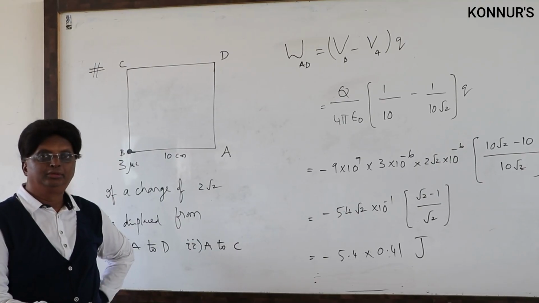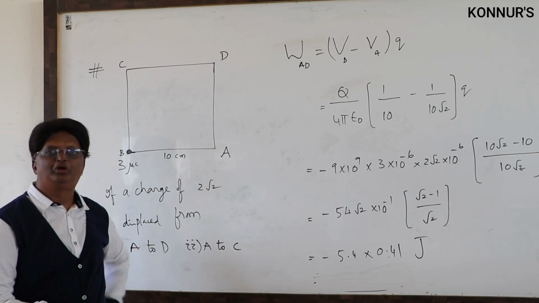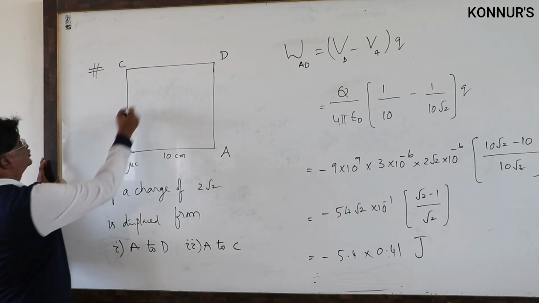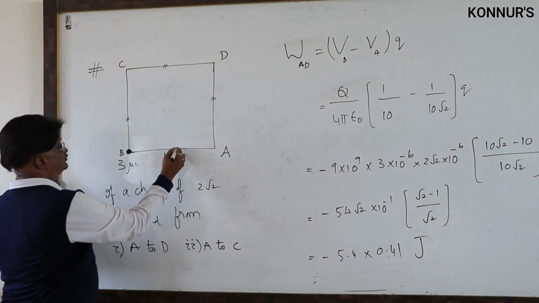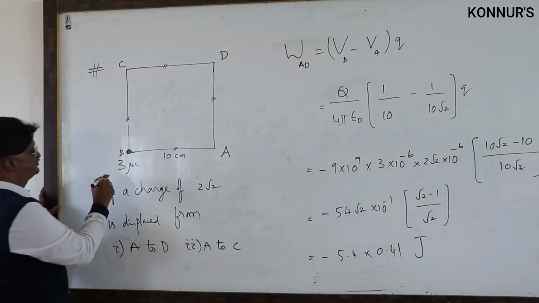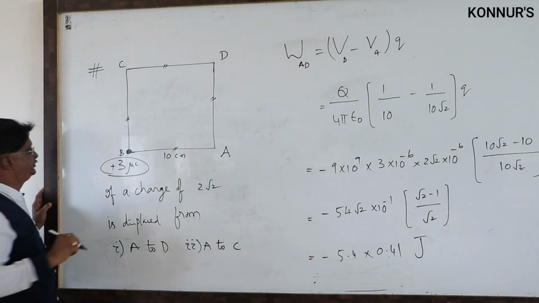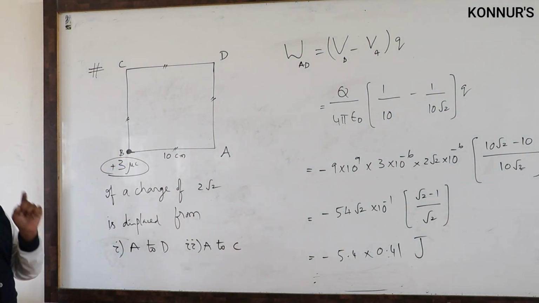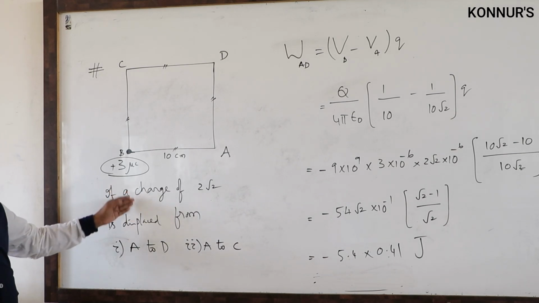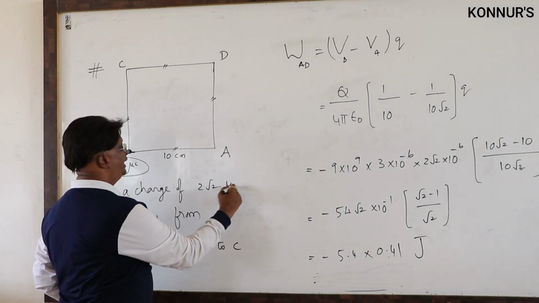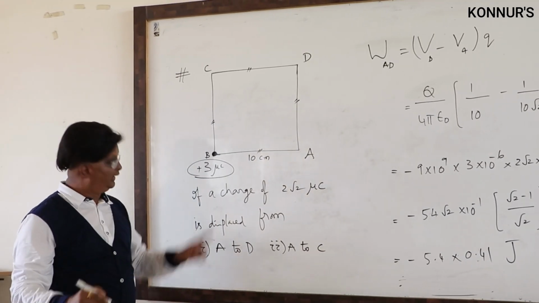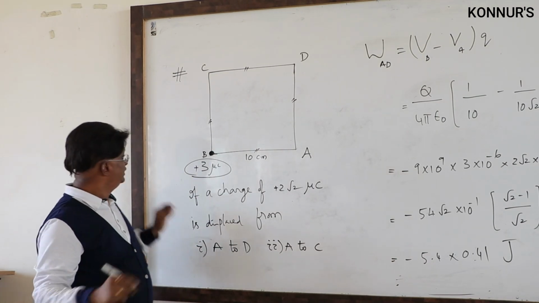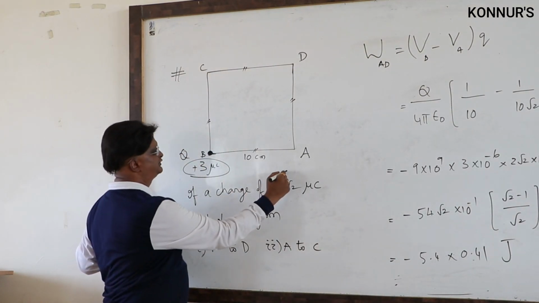Interesting, one more example. This time we have been given a geometry. You can look and see here. ABCD is a square, a square geometry, with a charge of 3 microcoulomb, a positive charge, placed at the corner B. And the question is, another charge of 2√2 microcoulomb, and this again, suppose a positive charge. This I take as capital Q and this I take as small q.